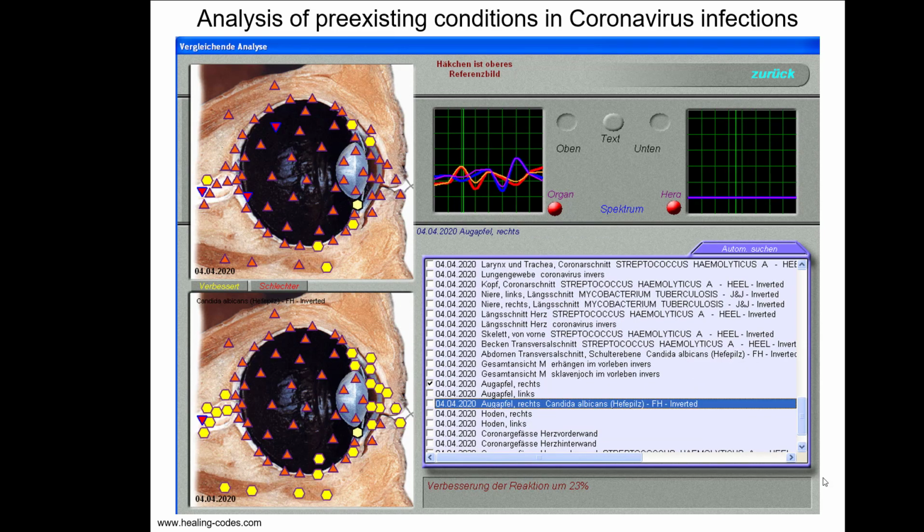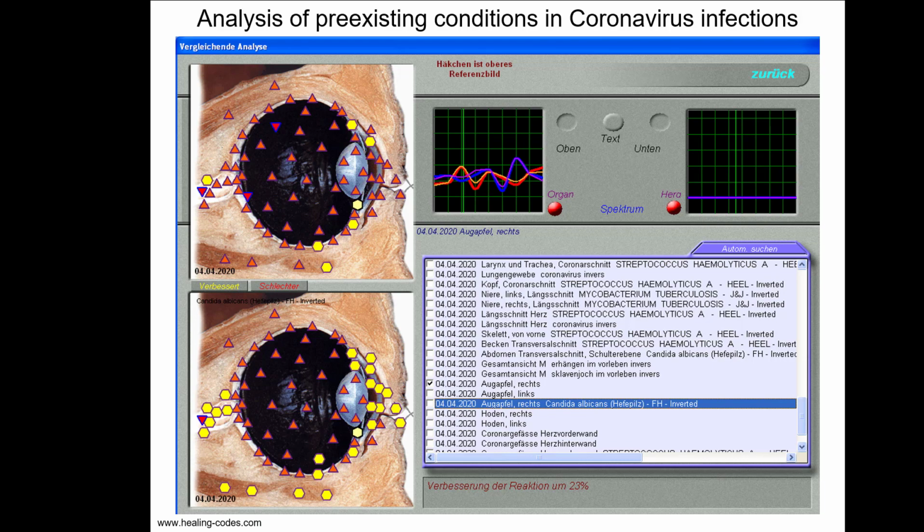The same applies to the eyes. According to the teachings of Chinese medicine, the eyes are attached to the liver, and so it is understandable that by inverting Candida albicans, the energetic constellation of the eyes would improve by 23%.